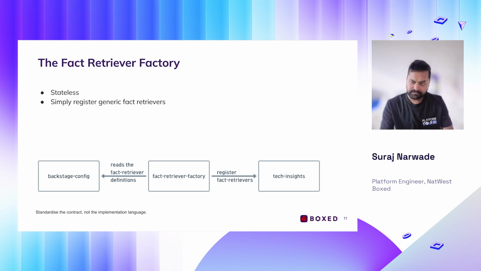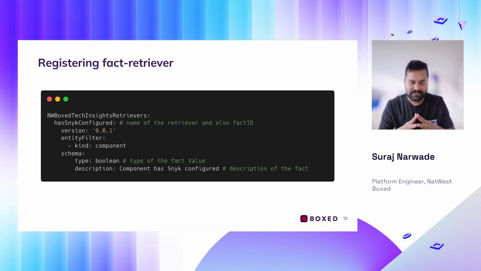Now, let's look at this. Defining the fact retriever, which we saw, is pretty easy and simple. We just define a similar config in the YAML. In this case, we have this nwbox Tech Insight retriever. The name of the retriever is also the fact, whether Snyk is configured or not. As simple as that. We add some filters and the schema, like what is the type of this fact, right?